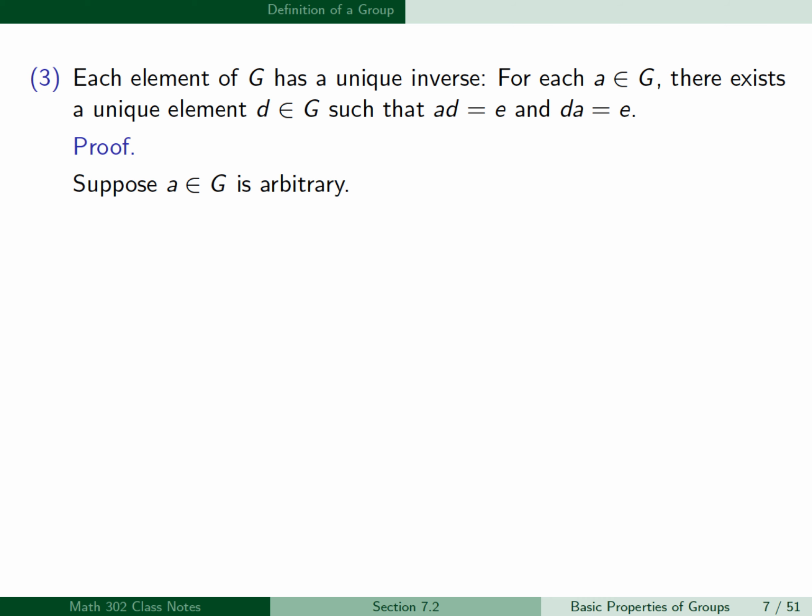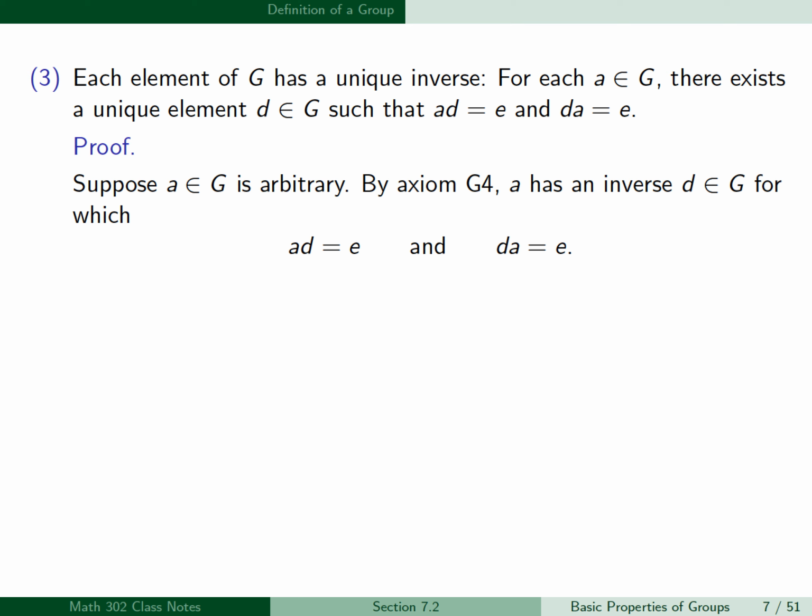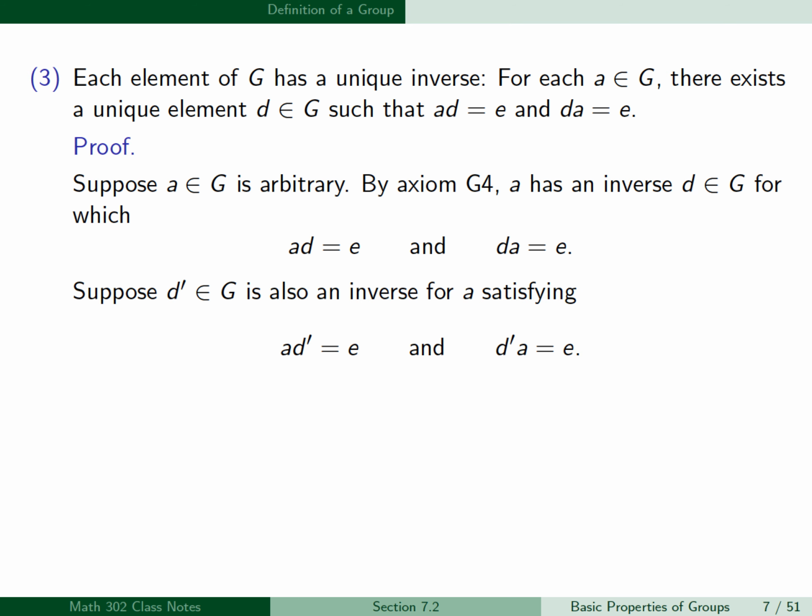So we'll suppose that A in G is arbitrary, and by axiom G4, we know that A has an inverse D in G, for which AD is equal to E and DA is equal to E. And so, as usual, when we're doing uniqueness, we'll suppose that D prime in G is also an inverse for A, satisfying the same two conditions. So AD prime is E, and D prime A is E. And we need to show that D is equal to D prime.